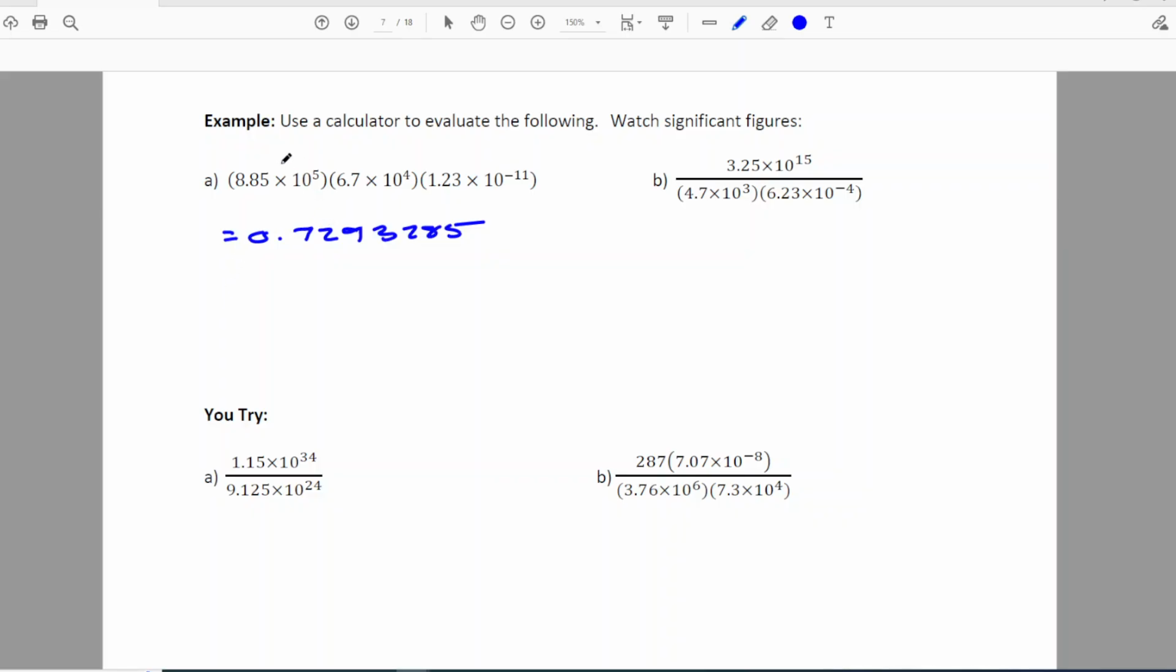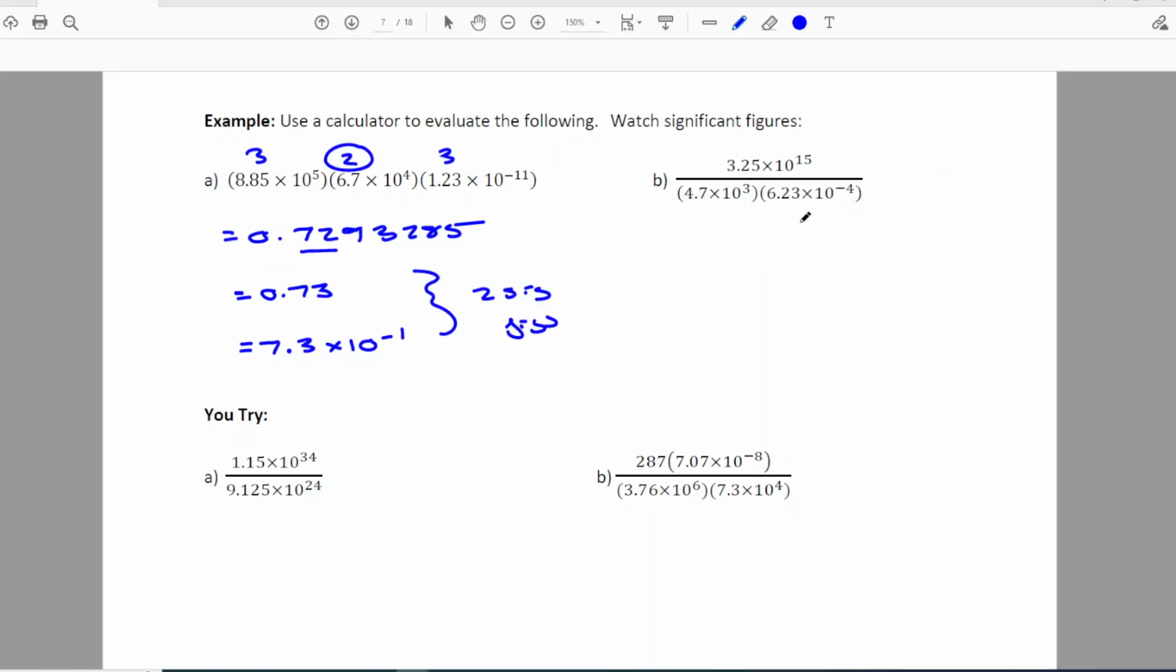So for this one, what are we going to do? Well, we've got 3 sig figs times 2 sig figs times 3 sig figs, so I know I'm going to answer to 2. So I could just take this and say it's 0.73, and that's a great answer. If you wanted to, you could put 7.3 times 10 to the negative 1 as well, but that is my answer to 2 sig figs.